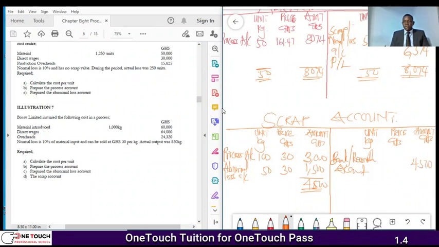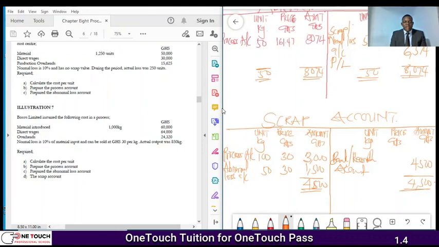4,500. Okay, good. Great. So that is the scrap account for you. That's the scrap account. Okay, good. Now, any questions here? If you have any question, note them down in our interactive section. We'll take a look at them.